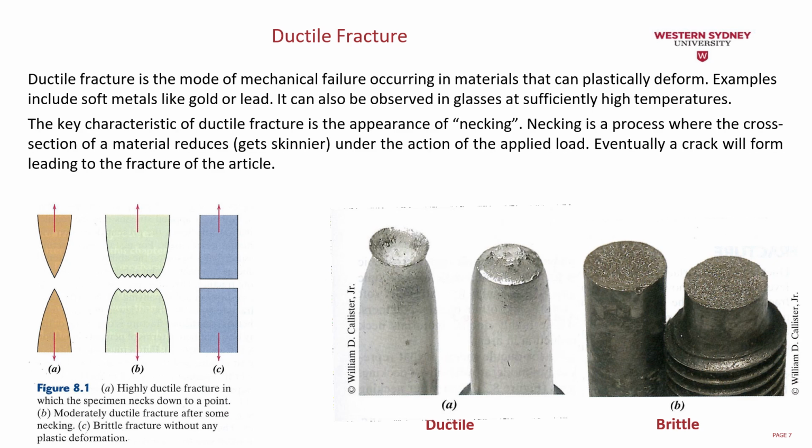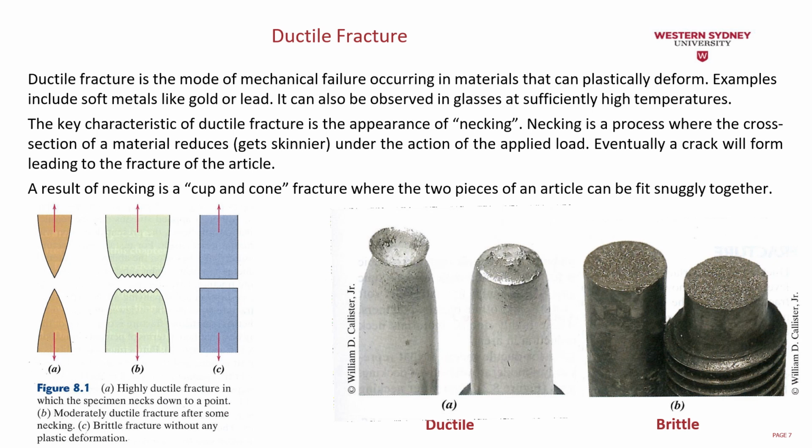The key characteristic of ductile fracture is the appearance of necking. Necking is a process where the cross-section of the material reduces under the action of the applied load, and eventually a crack will form, leading to the fracture of the article. A result of the necking is the cup and cone fracture, where the two pieces of the article can be fit snugly together.